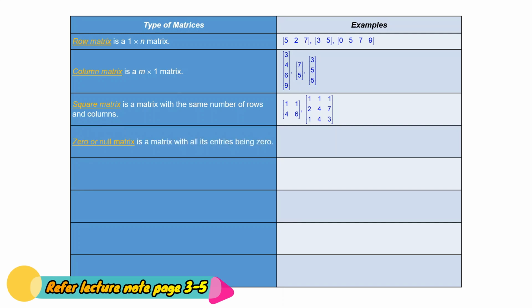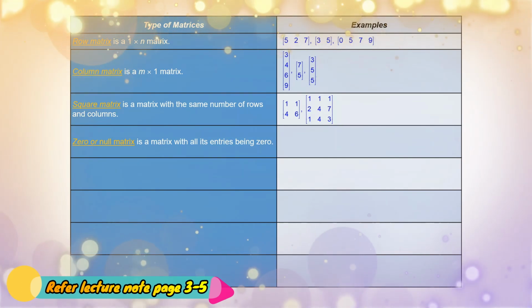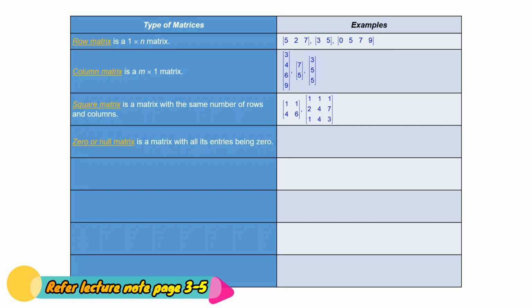Then we have the zero or null matrix. A zero or null matrix is a matrix with all its entries being zero. In simple words, all of them are zero elements. For example, we have 0, 0, 0, 0, a 2 by 2 zero matrix, and 0, 0, 0, 0, 0, 0, 0, 0, 0, a 3 by 3 zero matrix.